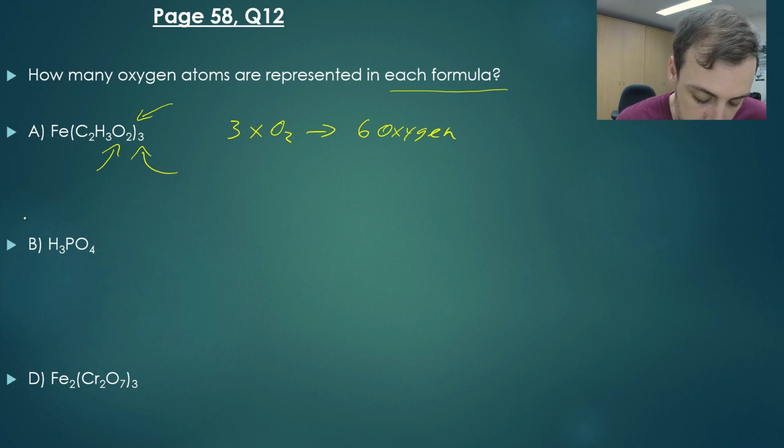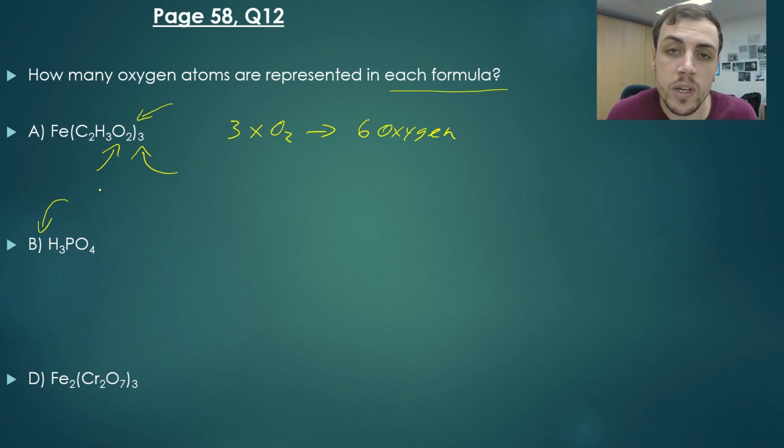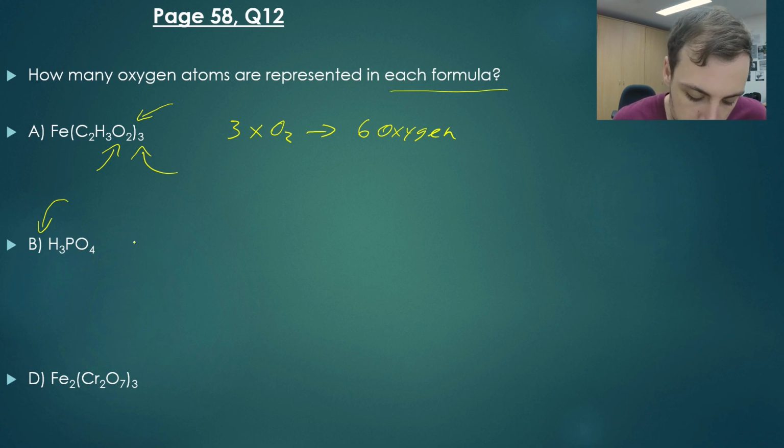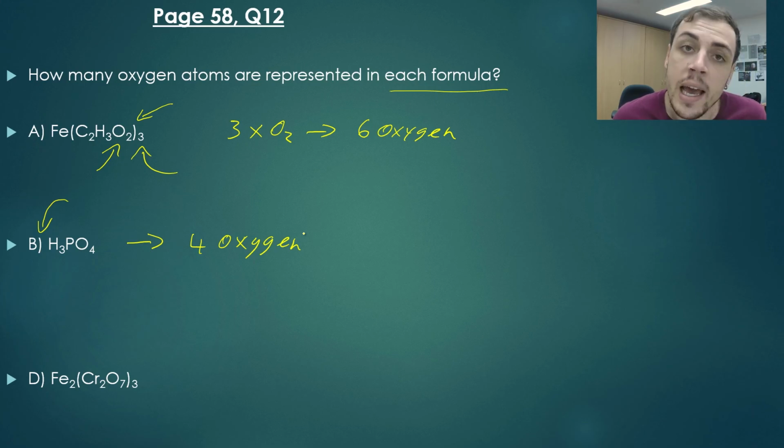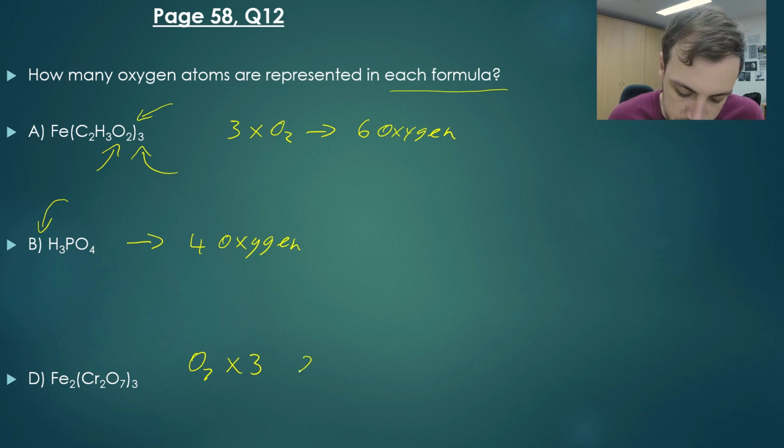So the second one, we can see that there is no coefficient at the front. Because there's no coefficient at the front, we simply assume that it's 1. So we have H3PO4. The answer for that one is 4 oxygen. And the lucky last one, Fe2Cr2O7, and again we've got our brackets, so we need to be aware of that. We've got 7 oxygens, then that's multiplied by 3. So 7 times 3 is 21, so we're going to have 21 oxygen atoms.